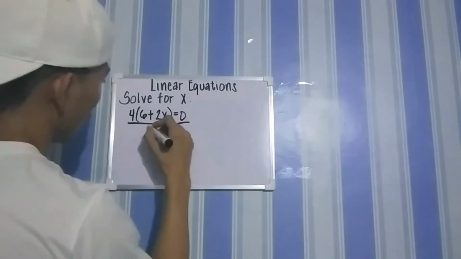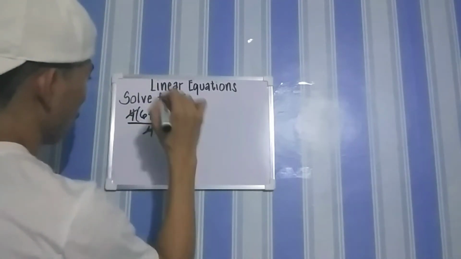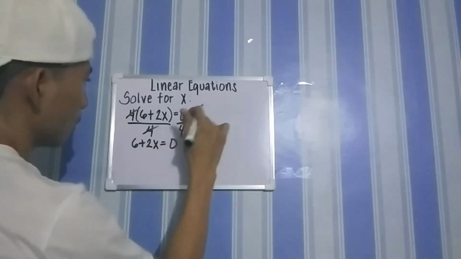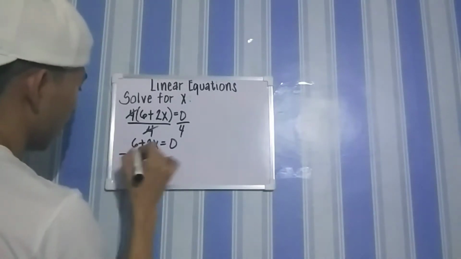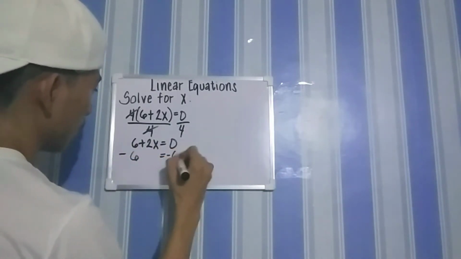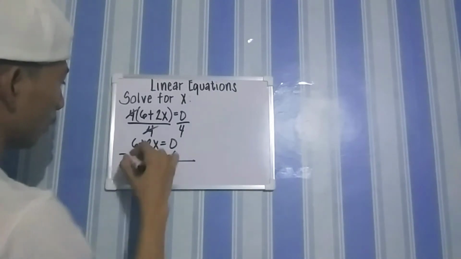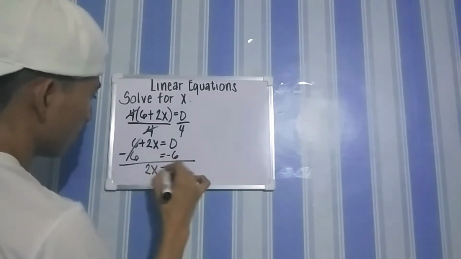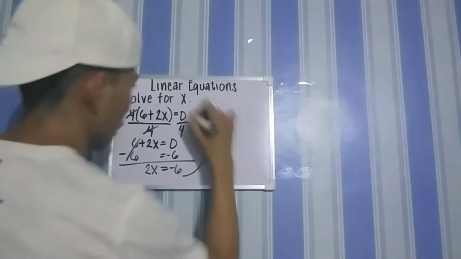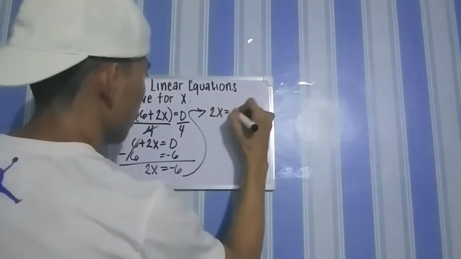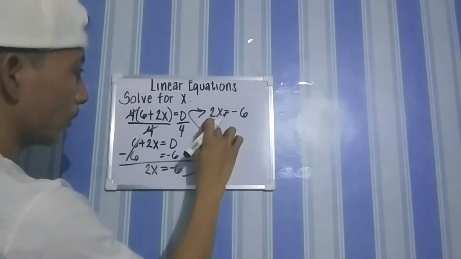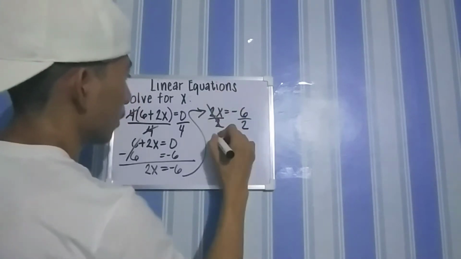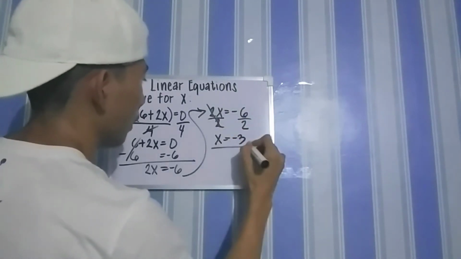So first step, we're going to divide both sides by 4. So our equation will now become 6 plus 2x is equal to 0 because 0 divided by 4 is equal to 0. Next step, we're going to subtract both sides by 6. 6 minus 6 is equal to 0. So this will be cancelled out. So our equation is equal to 2x equals to negative 6. To get rid of the coefficient 2, we're going to divide both sides by 2. So the value of x is equal to negative 3.